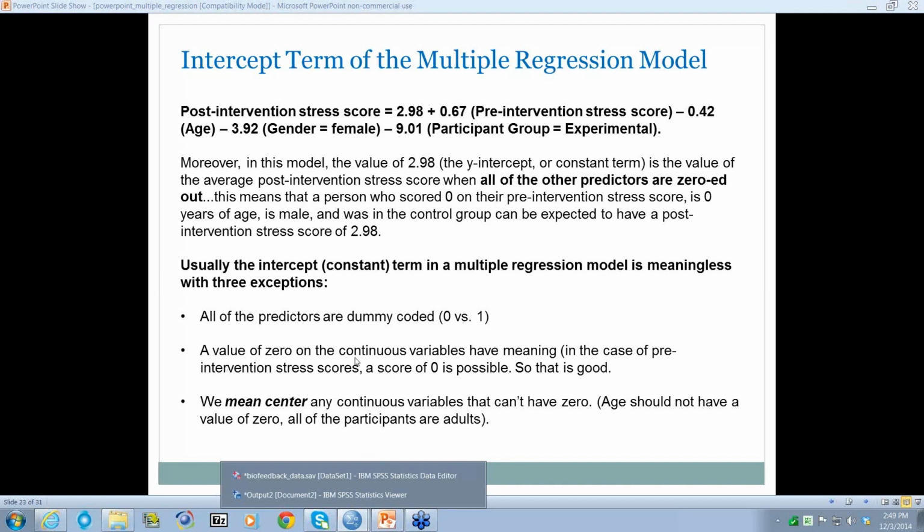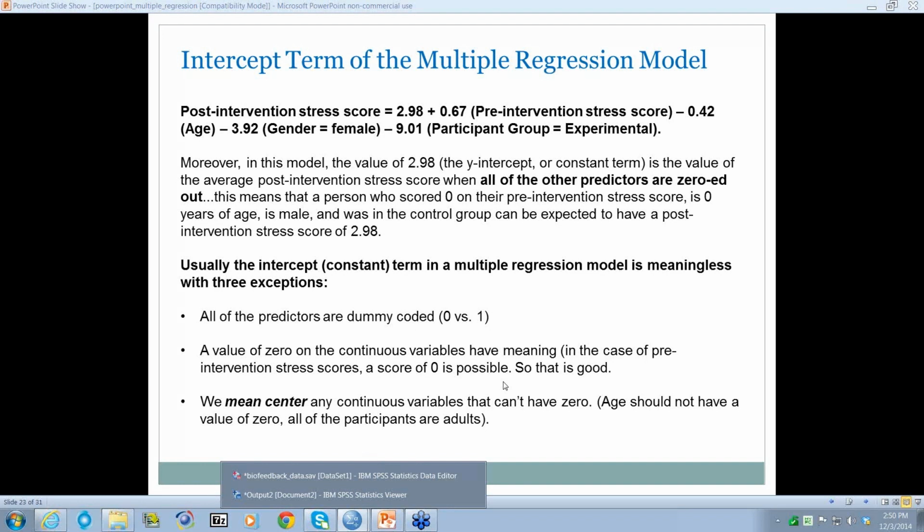If the value of 0 on those continuous variables has a meaning, in the case of the pre-intervention score, a score of 0 is possible, that's good, then you're fine. Your intercept actually would have some meaning too, because a 0 would be possible. However, in this case, age, that's where we're hitting our problem.